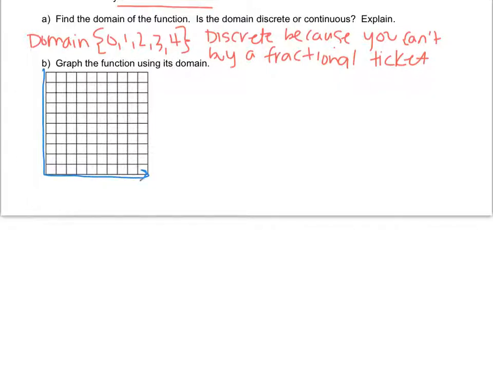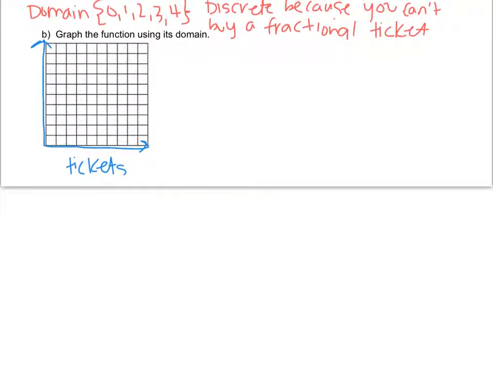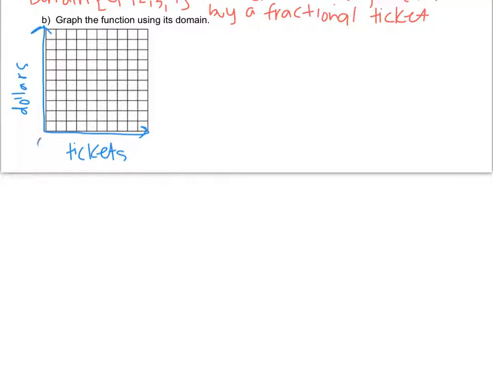So there's quadrant 1. I'm going to label X and Y. And X is tickets. And what's Y? Dollars. So I can buy 0, 1, 2, 3, or 4. And I'm just going to round, that's 16 and 16. So it's 16, 32, 48, 64, and whatever. Hopefully I don't need to keep going.